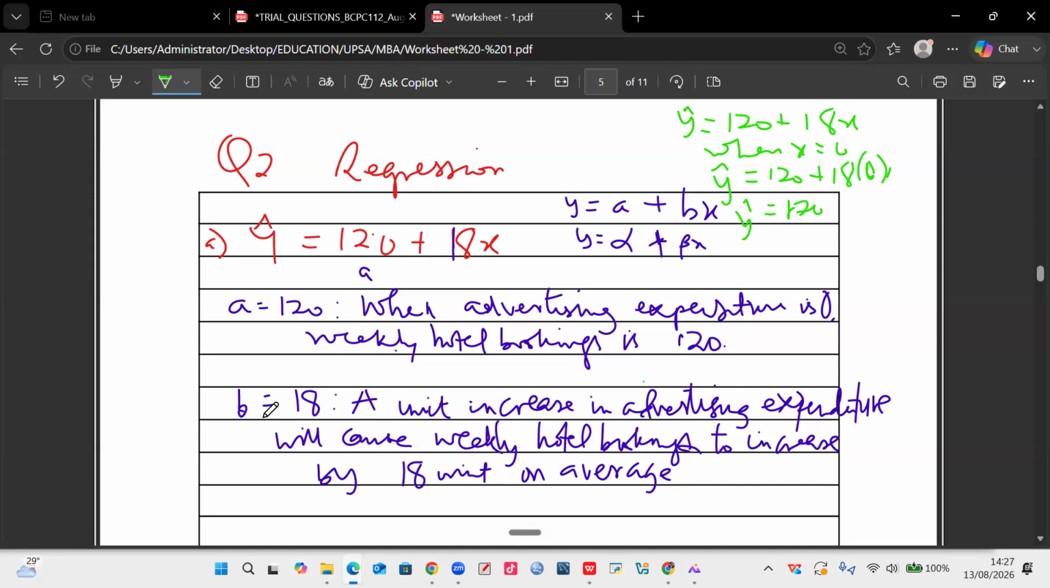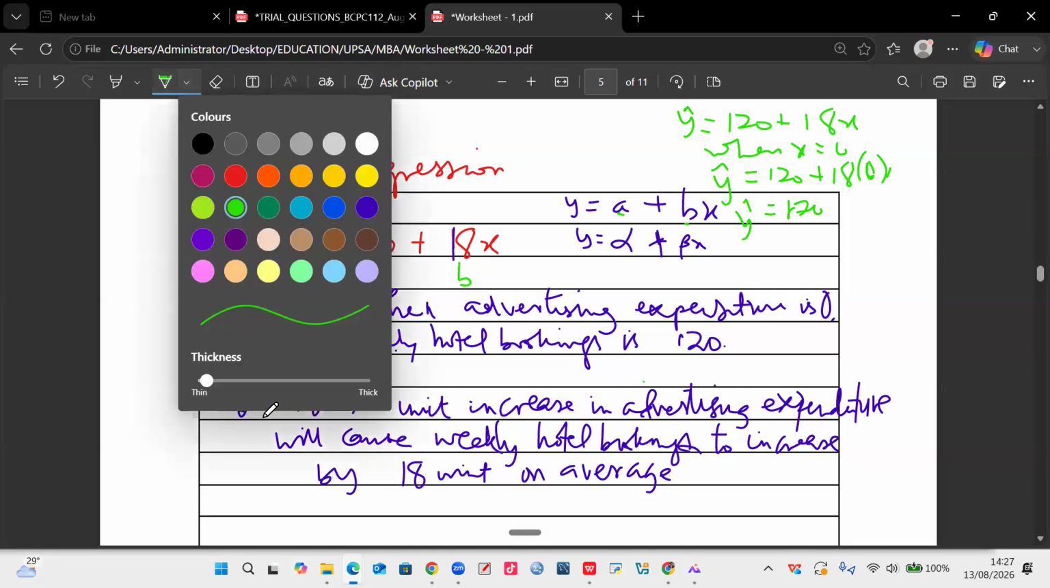Then the B equals 18. In the B, like I'm explaining over here, the B is the 18, which is the slope. So a unit increase in advertising expenditure, that is when X increases by 1 unit. A unit increase in advertising expenditure, the advertising expenditure is X, will cause Y, which is the weekly hotel bookings, to also increase. Why?